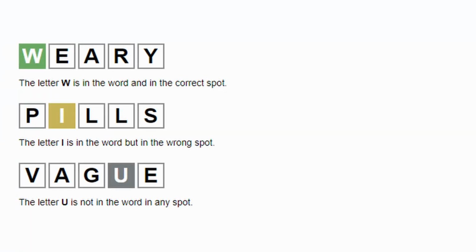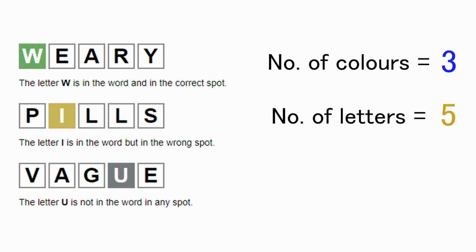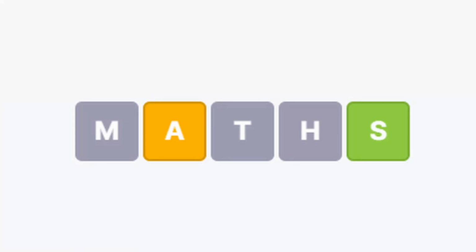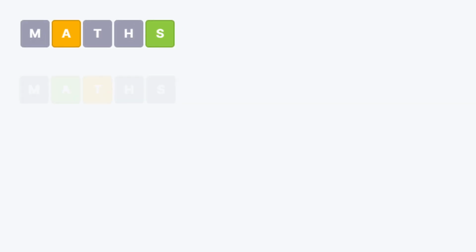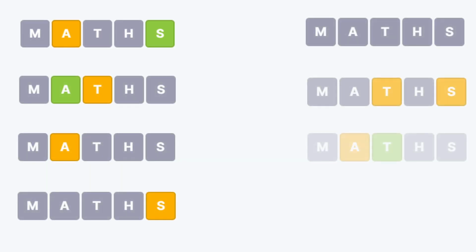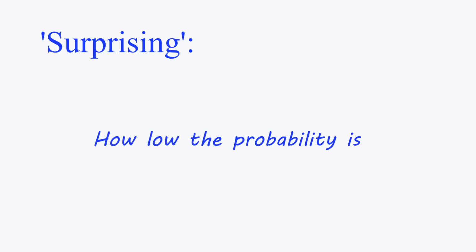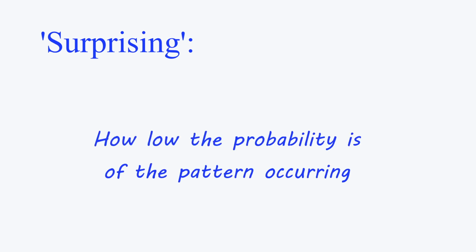Now recall that after each guess, each letter will be either green, yellow or grey, so there are 3 possible colours, 5 letters in each word, so there are at most 3 to the 5 possible combination of colour patterns. Now remembering this, to find out the average information we get from the word maths, we would need to calculate how surprising each result would be, and take the mean of it. Now, what I really mean by the word surprising is how low the probability is of the pattern occurring, i.e. how high the amount of information produced is.